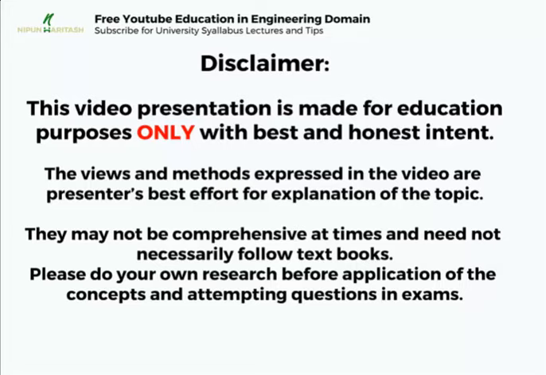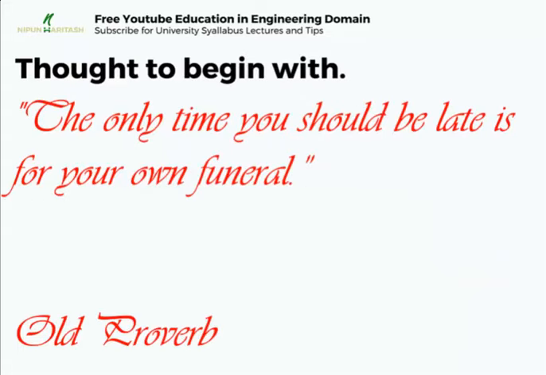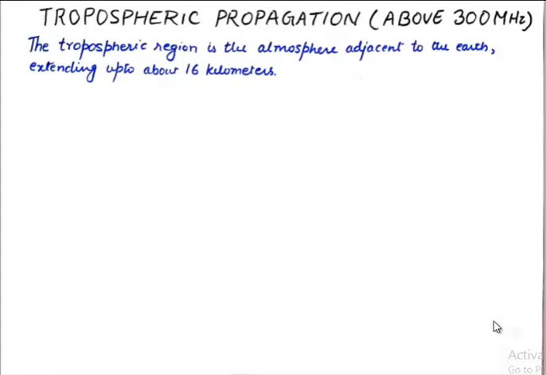In today's interesting tutorial, we'll talk about tropospheric propagation. We know that the atmosphere adjacent to the Earth is known as troposphere and ground wave propagation happens there. But how is ground wave propagation different from tropospheric propagation? We'll see in this video. If this is something that interests you, then please keep watching.